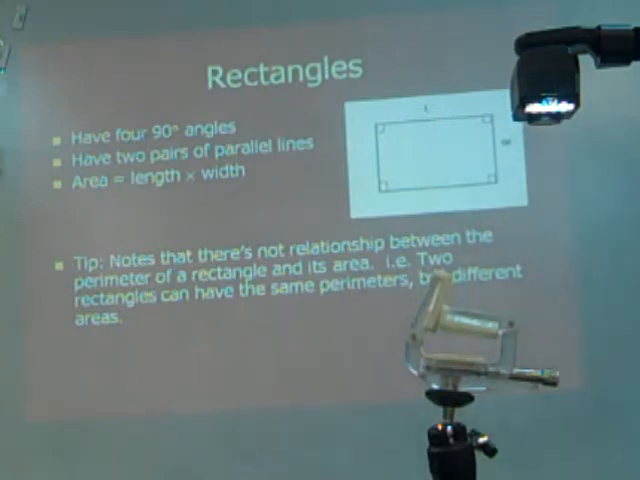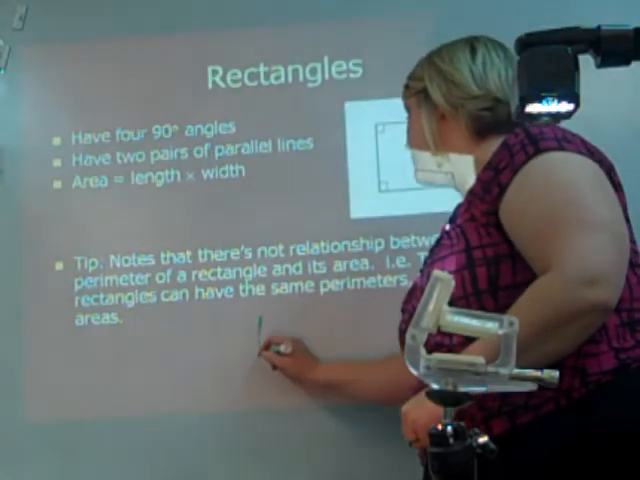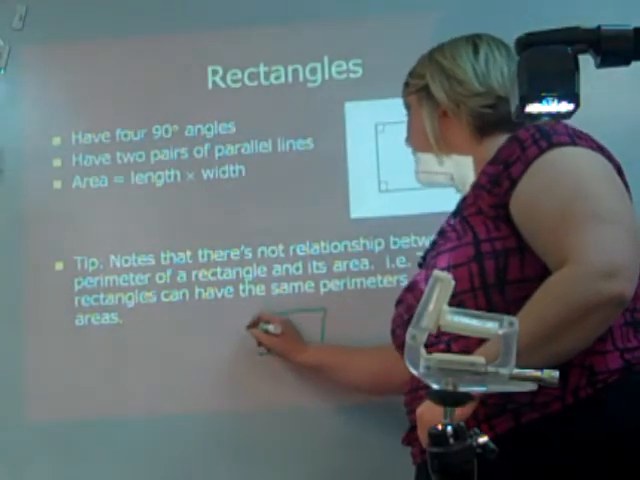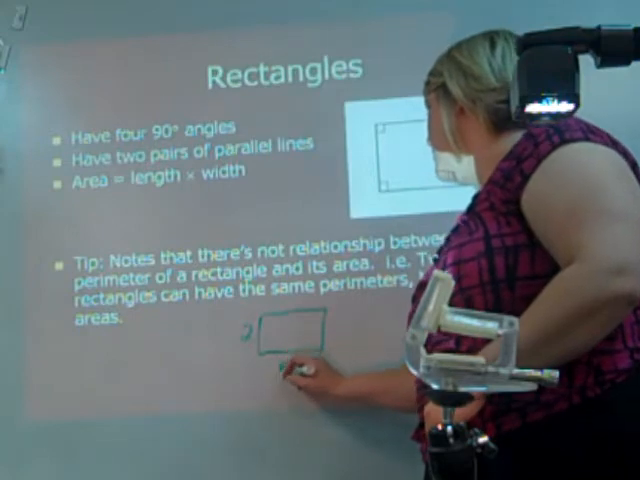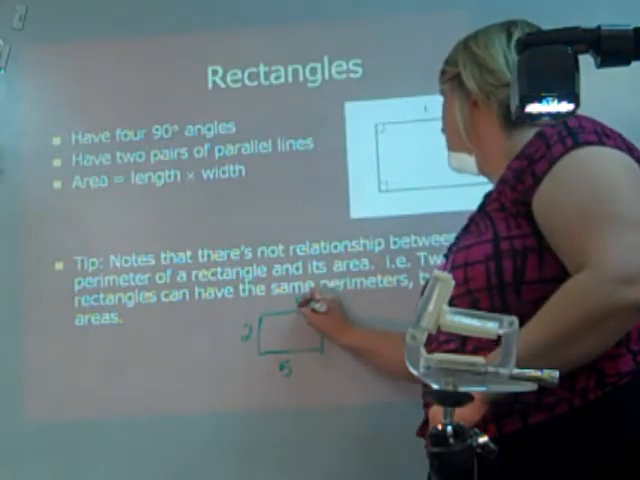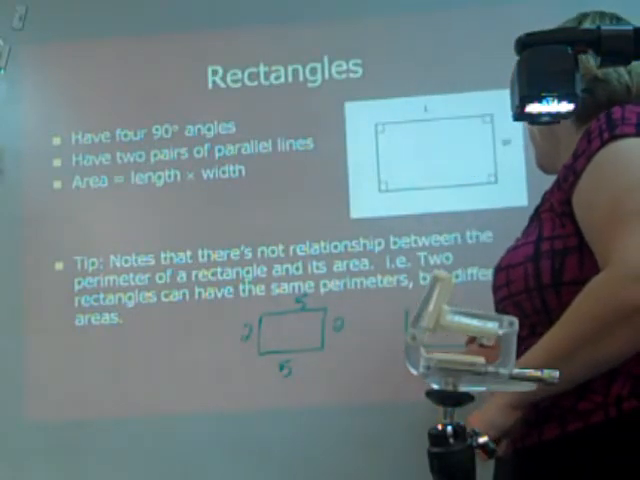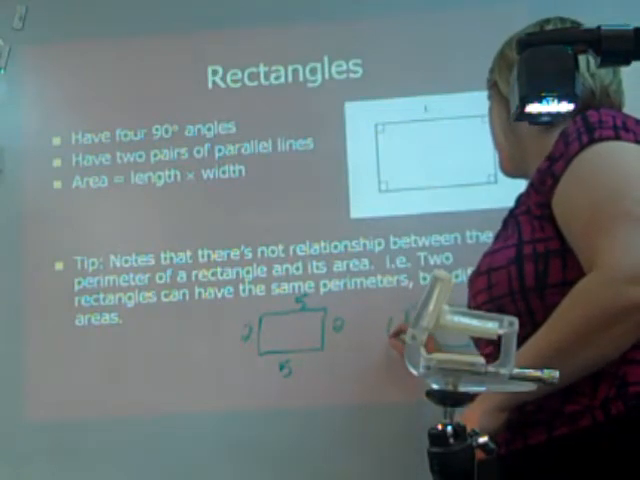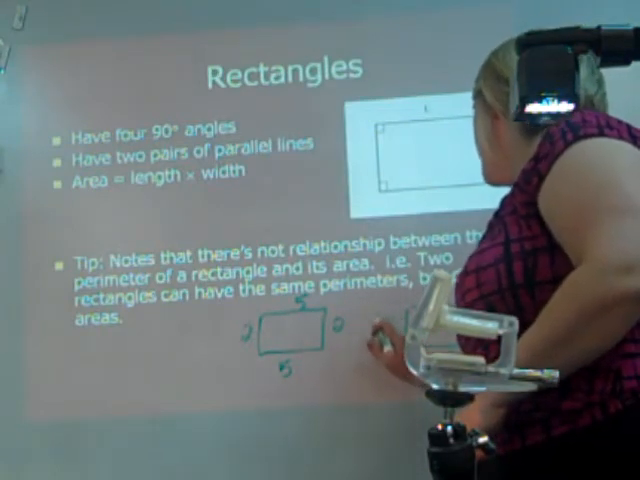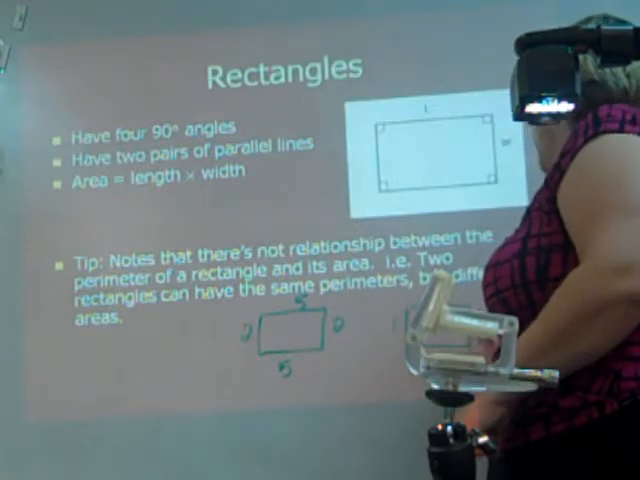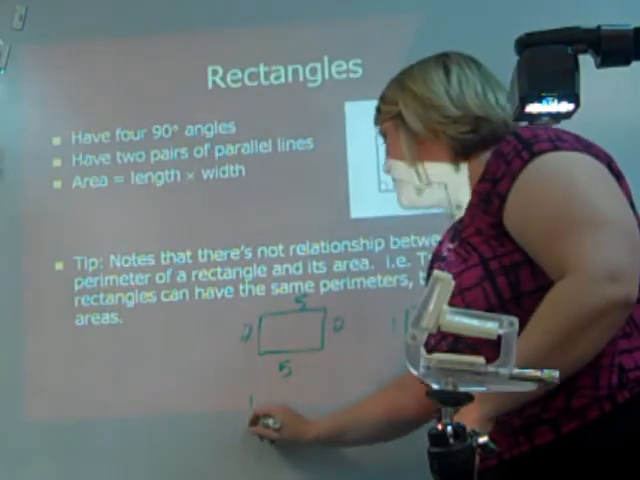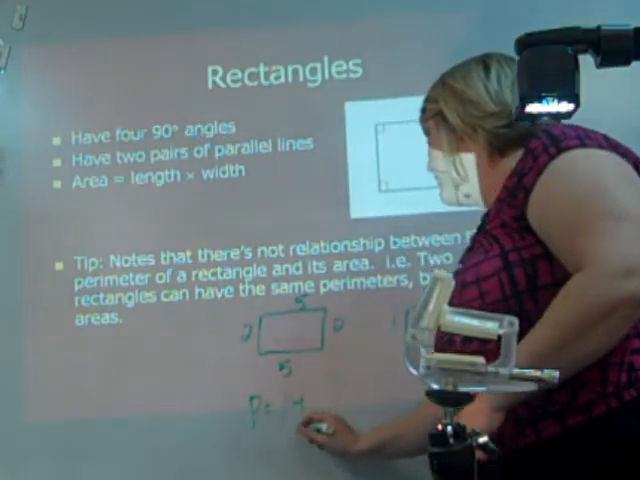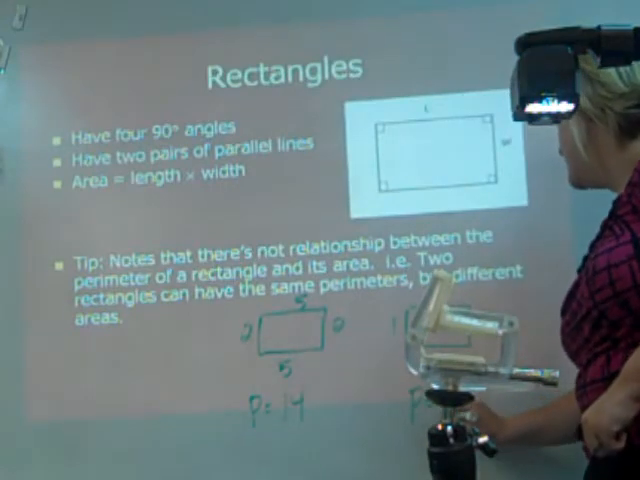Note that there's not a relationship between the perimeter of a rectangle and its area. In other words, two rectangles can have the same perimeter but different areas. So for example, I can have these both have a perimeter of 14, if you add up all the sides.